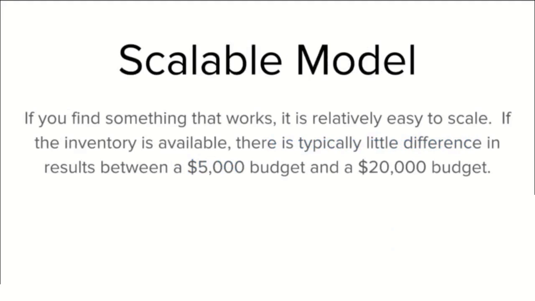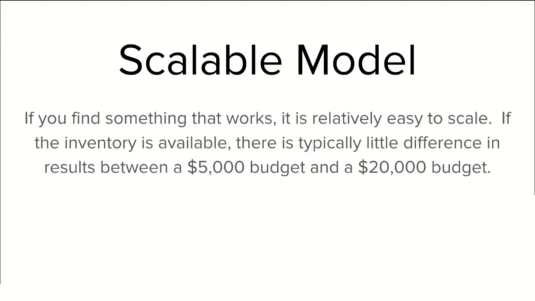And also one more thing that I'll mention here before we move on to lesson 2 is that if you find something that is working on Google AdWords, it's relatively easy to scale. If there is inventory available, so if the search volume is there, that can be a big if because it's not always there, but there's really no difference or should be little difference in the results that you can get with a $5,000 budget and what you can get with a $20,000 budget.